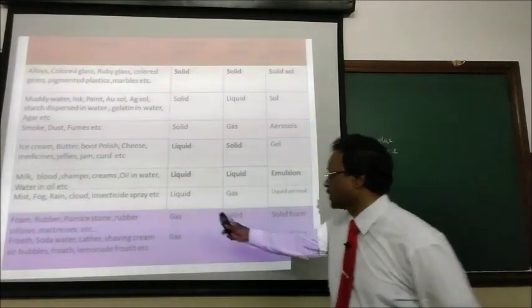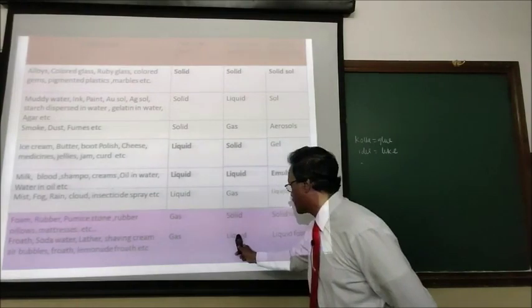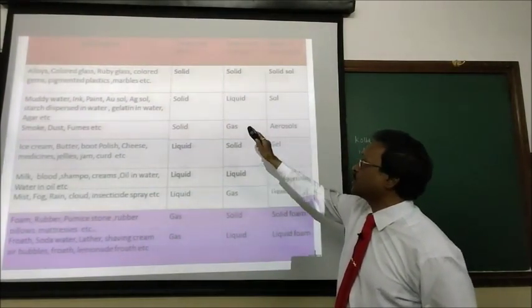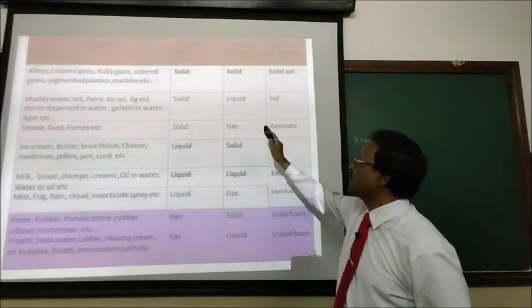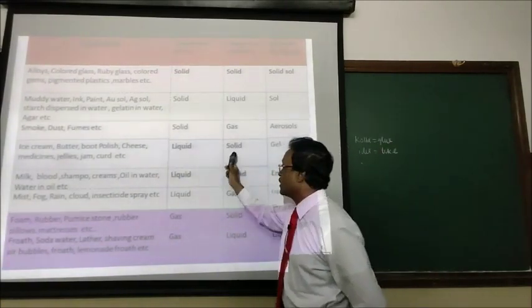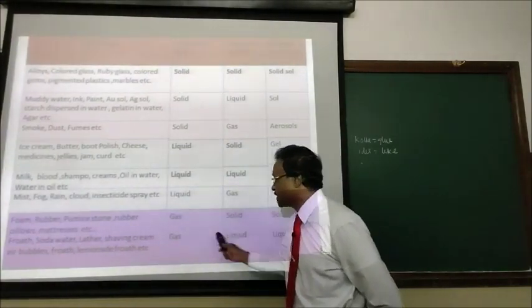Here the gas can also be dispersed in solid, which is solid foam. Gas can be dispersed in liquid, so liquid foam. In all the cases, I give an example. Solid can disperse in solid, in liquid, in gas. There are also liquid in solid, liquid in liquid, liquid in gas. So gas in solid, gas in liquid.